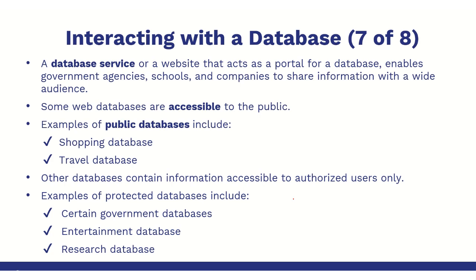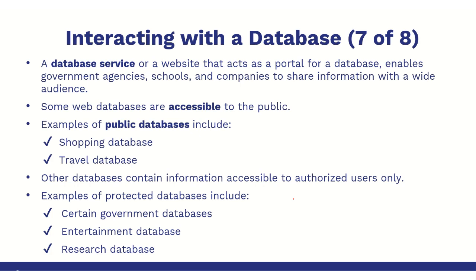Now there can be some public databases as well. The examples include shopping databases, travel databases, and so on. The other databases contain information accessible to authorized users only. If you want to access information, let us say the Social Security Administration also maintains databases, very important, very sensitive databases. So that information can only be accessible to individuals that have a valid account with Social Security, their own information, or maybe some administrator, but they have certain roles in the system. They are authorized users.